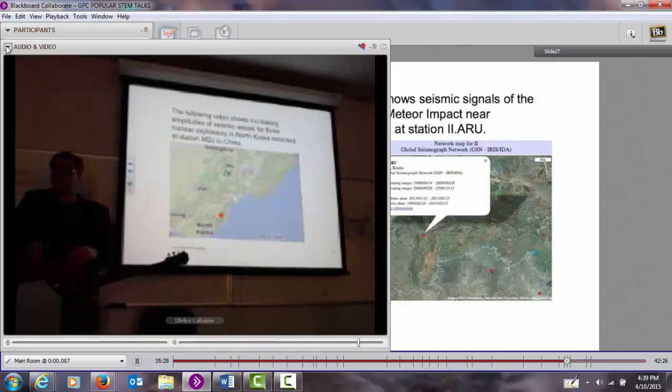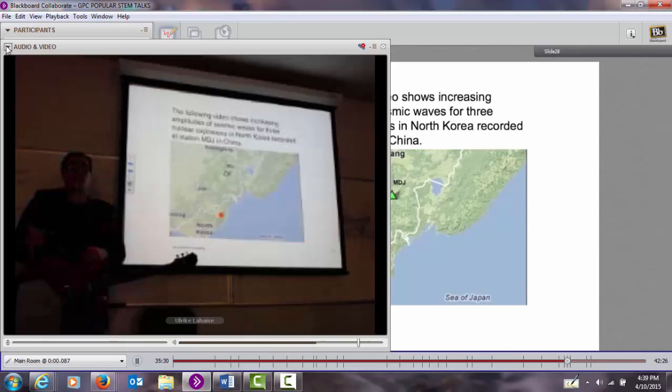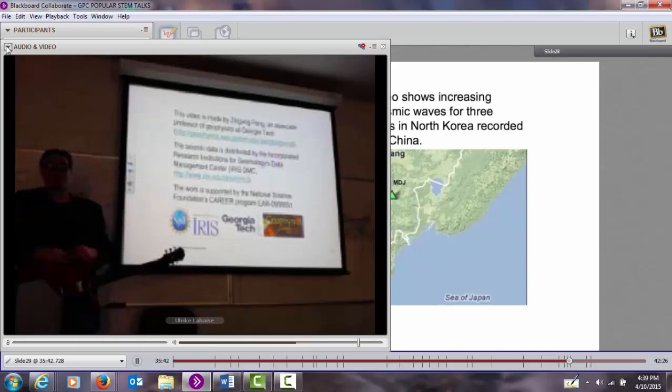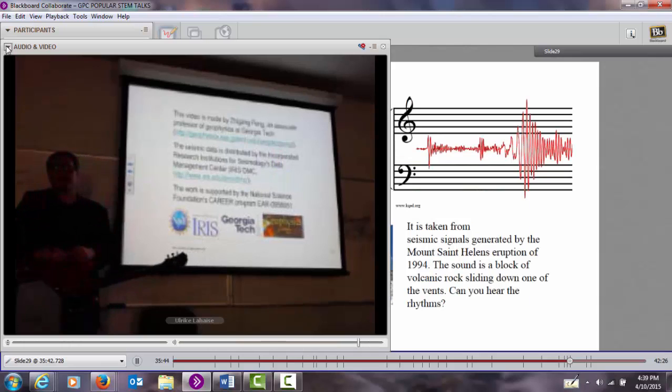Okay. This is how we know North Korea has set off some nuclear explosions. Look at the magnitude. The magnitudes are all 4 to 5. Small nuclear bomb.